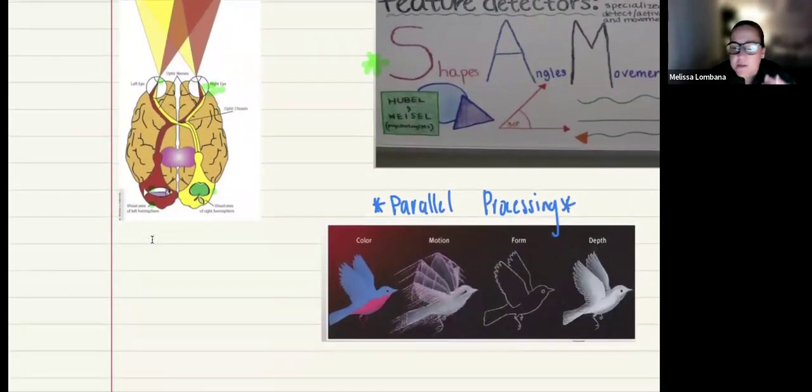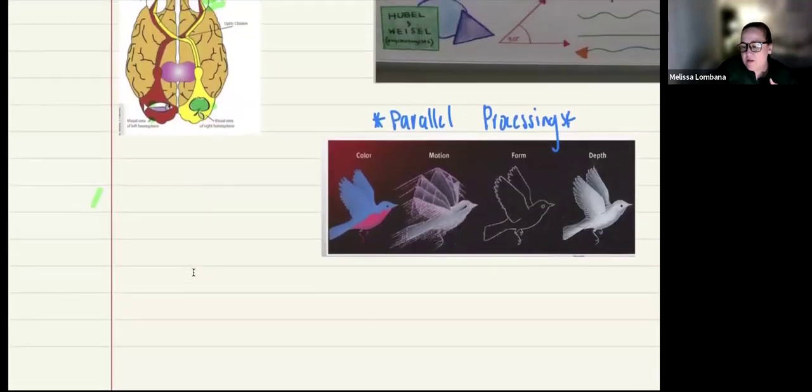Now, we also have what's called parallel processing, and parallel processing is when we're able to analyze a visual scene, and what our brain does is basically divide it into sections like color, motion, form, and depth. And it's doing this all at the same time. That's why it's parallel processing. And then it puts it together so that we see one thing. We're not seeing it in pieces. Our brain puts it together, and then boom, we see a bird with all of these things: the color, the motion, the form, and the depth. And obviously this happens very, very quickly.